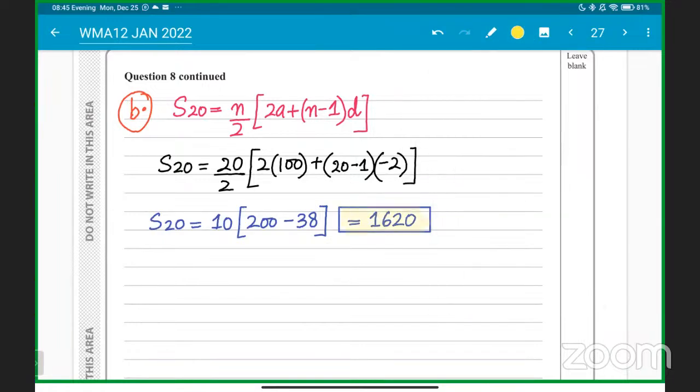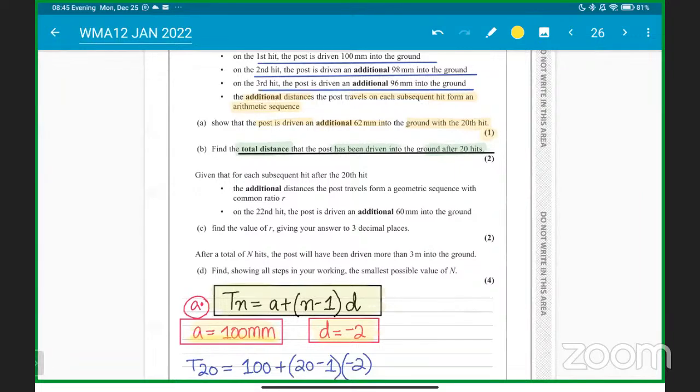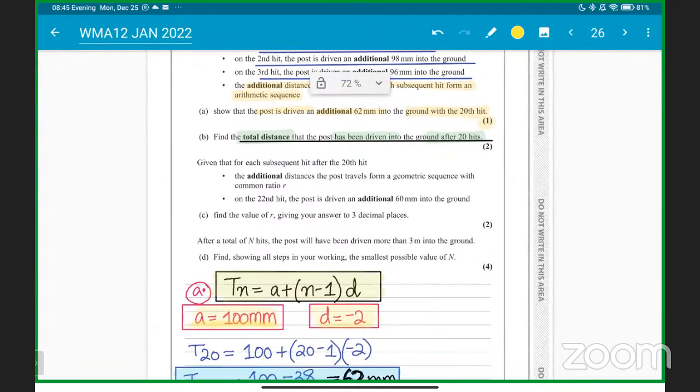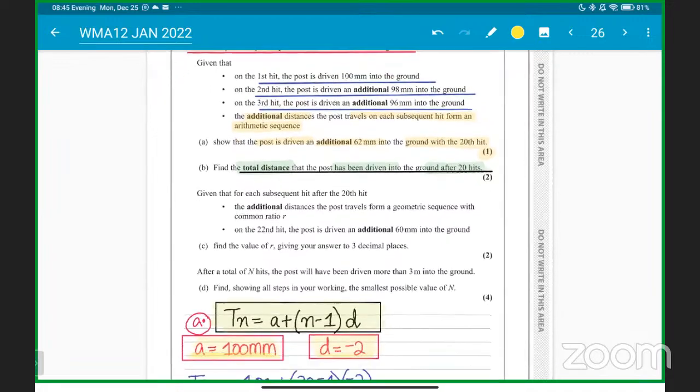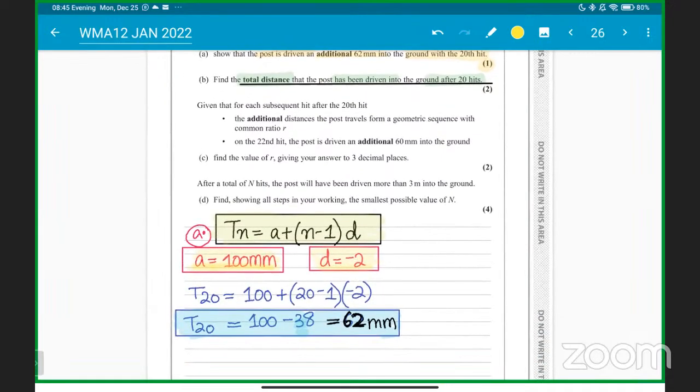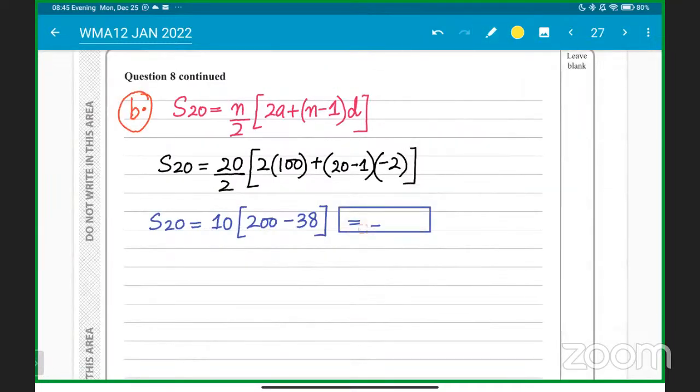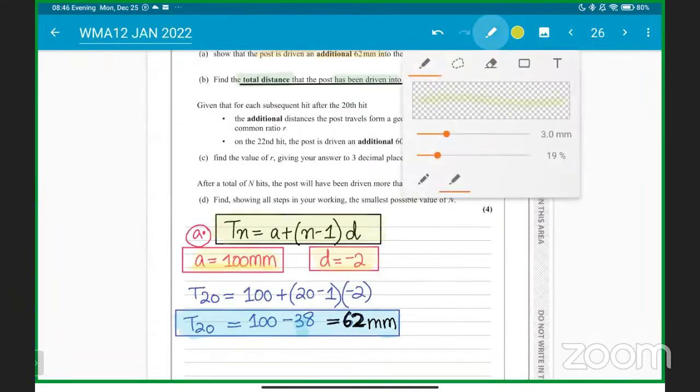This is the distance. Find the total distance. So we have got 3 marks up till now. For question number 8, the first part was to prove 62 millimeter, and the next part is to show the total distance, how much is the total metal being hit. So that is 1620 millimeter. Make sure to write down millimeter as well together with the answer. Any problem, anyone, up till now? Part A, part B? Must be clear. So we got 1620 millimeter.